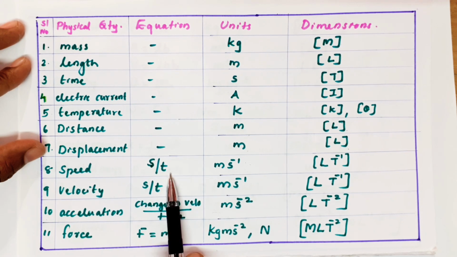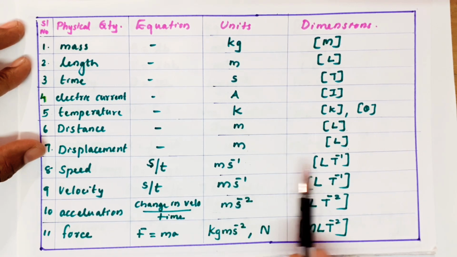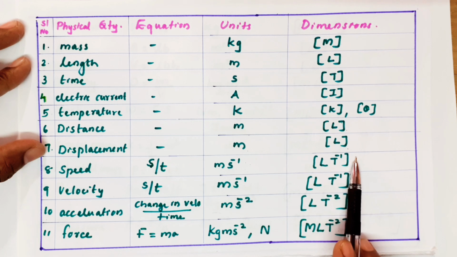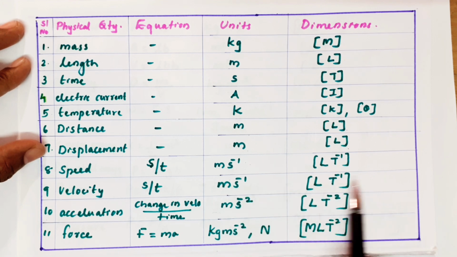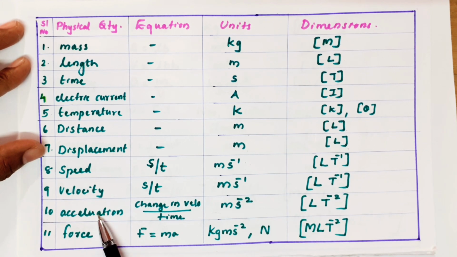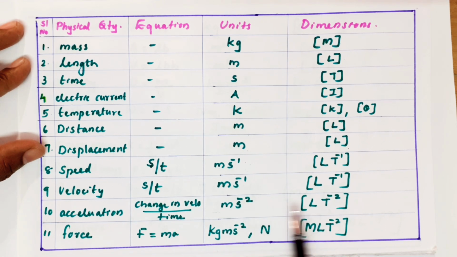Speed, distance by time, so it is meter per second. LT minus 1 is the dimension. Velocity, displacement by time, meter per second, LT minus 1. Acceleration, change in velocity by time, meter per second square, LT minus 2.